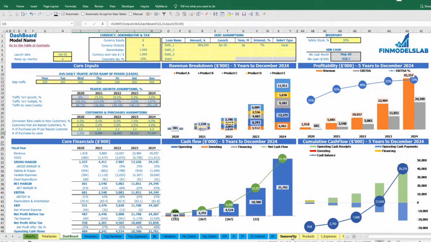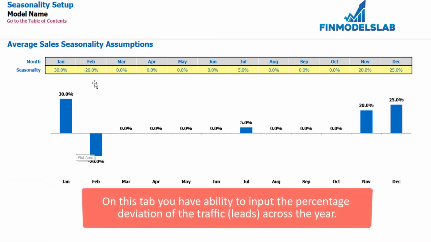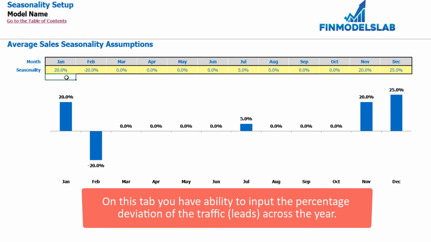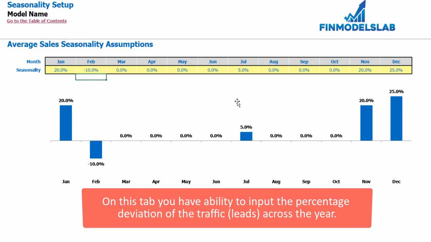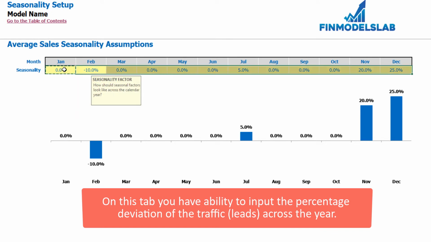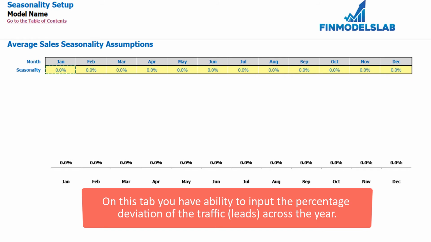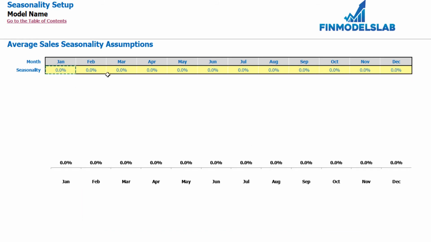Also, you are able to set up the seasonality of your sales. For example, if in January you have 20% seasonality, this means that your average annual sale will be impacted by 120%. And if in February it will be minus 10%, then you will multiply your average monthly sale across the year for 90%. If you don't need any seasonality, you can just zero out this set of assumptions, and you will not have any assumptions for the seasonality within the model.